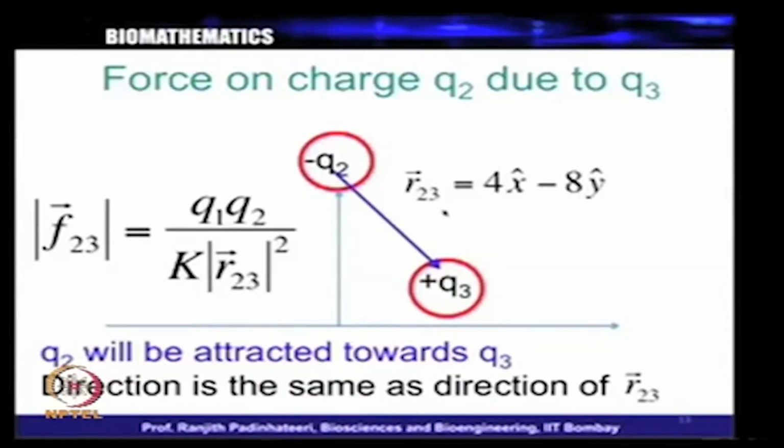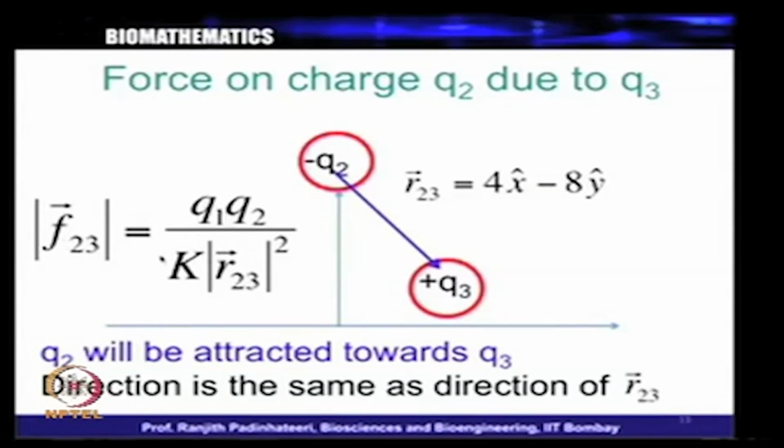So, here we have charge 2, charge 3 and we know that R23 is 4x minus 8y, that is to go from 2 to 3 you have to come along the x axis 4 and 8 units along minus y. 4 units along x, 8 units along minus y to reach here. Now, what is the force? We know that the magnitude of the force is k q2 q3 by r23 whole square. This is the magnitude of the force.